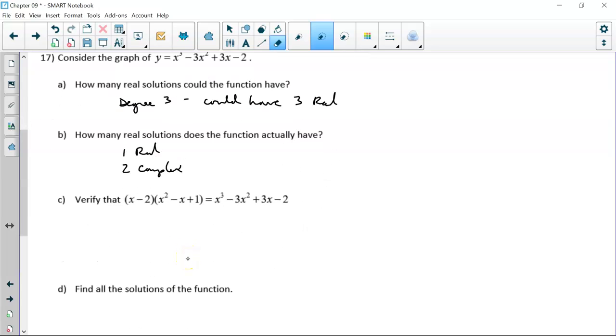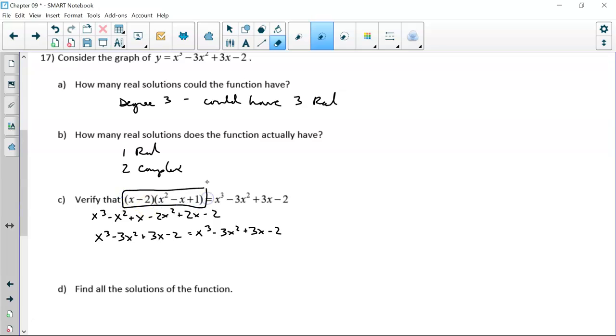Now, we're going to verify that these 2 equations are equal. So what we can do is we can distribute the x and the negative 2, so we get x cubed minus x squared plus x minus 2x squared plus 2x minus 2. So we combine, we get x cubed minus 3x squared plus 3x minus 2. And you can see those are equal. So they're equivalent. Now, the equation on the left-hand side comes from having begun to factor. And that's what we're going to get into in the next part of the chapter.